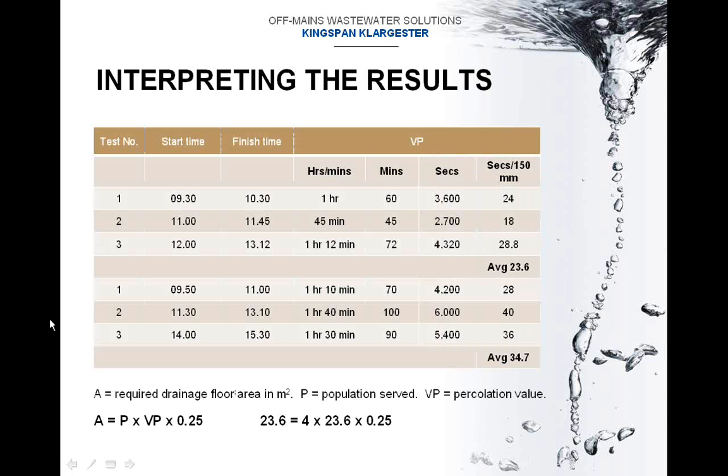The area of the subsurface irrigation system can be calculated using the equation A equals P times VP times 0.25. The final 0.25 can be reduced to 0.2 in a sewage treatment plant application. P equals the number of people, PE, domestic equivalent, and VP equals the percolation value, i.e. the length of time in seconds the water takes to drain away 1 millimetre.